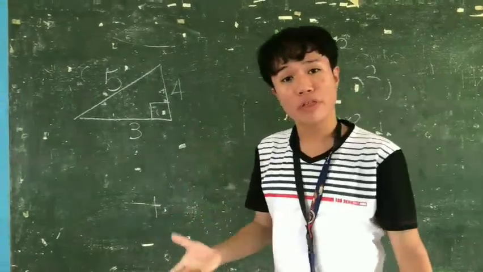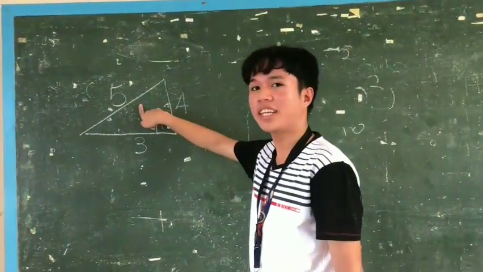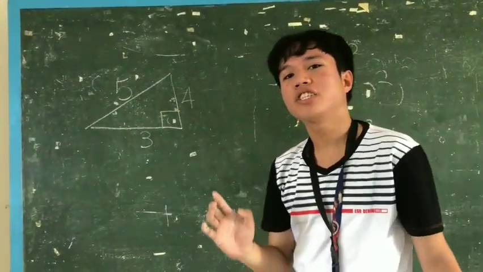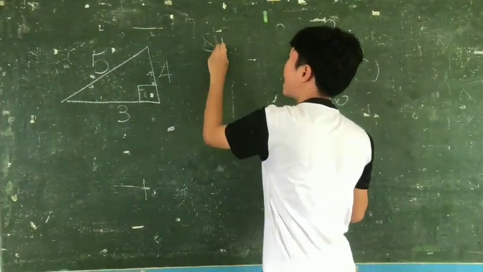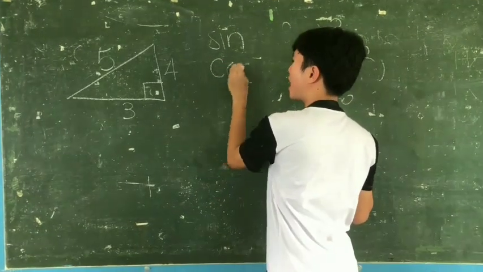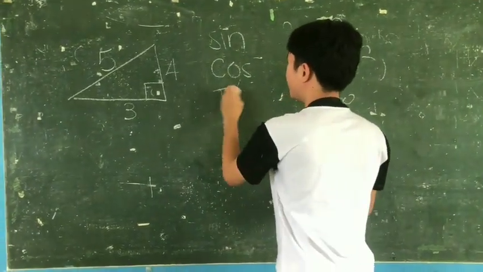Use the Pythagorean theorem to find the missing hypotenuse. We haven't finished solving our problem, so we're going to look for the sine, the cosine, and the tangent.